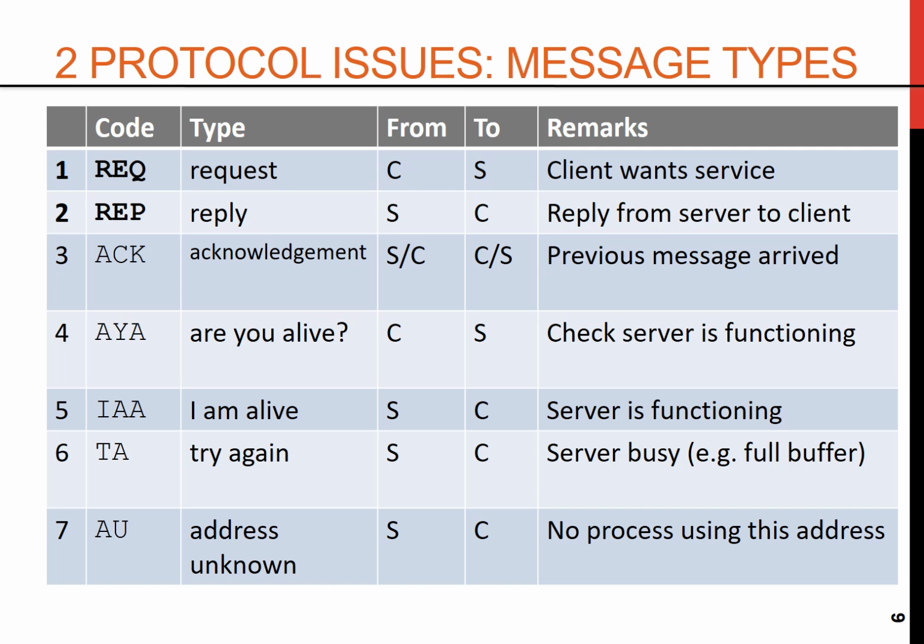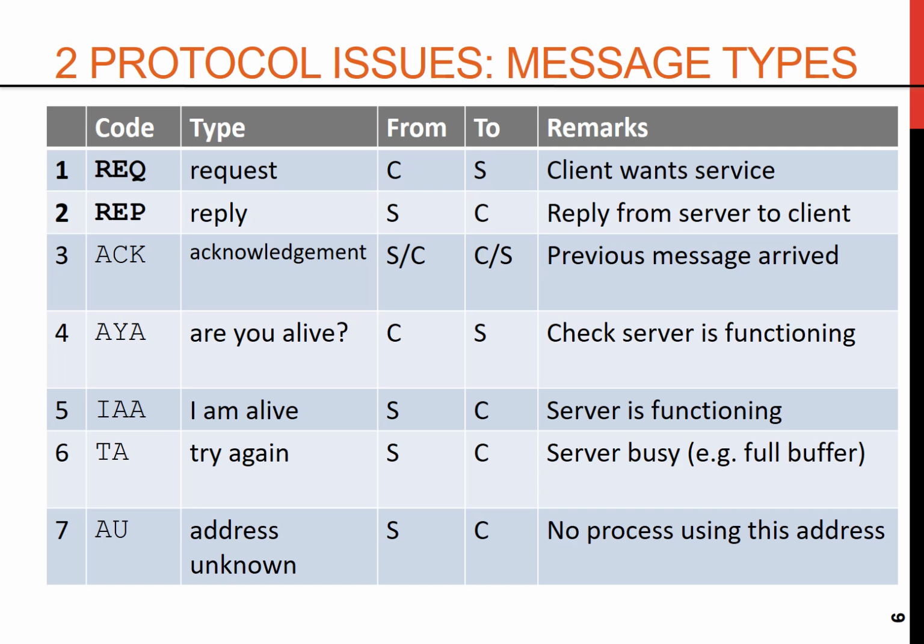Another protocol message is TA, try again, sent from the server to the client when the server cannot accept new requests, typically used when the server is overloaded, such as when the buffer space is fully utilized. This informs the client to retry the request later rather than expecting an immediate response. AU, address unknown, is sent from the server to the client to indicate an addressing problem. This message signifies that no process is running at the specified address and retrying will not resolve the issue.